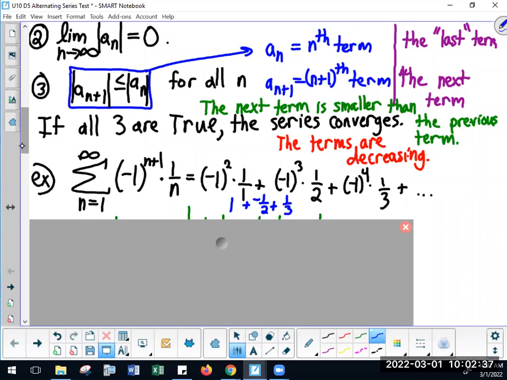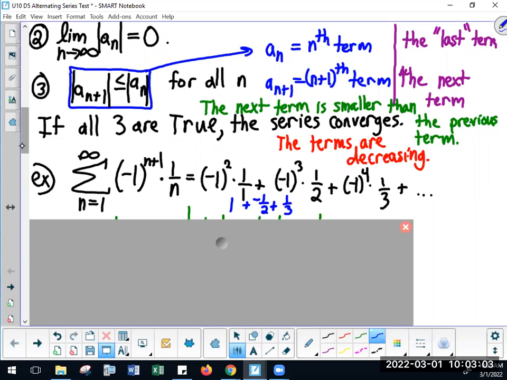The signs of the terms alternate between positive and negative forever and ever. Another way I could determine that is by recognizing -1 to the power of n plus 1 results in multiplying by -1 to an odd power, which is -1, or -1 to an even power, which is +1.